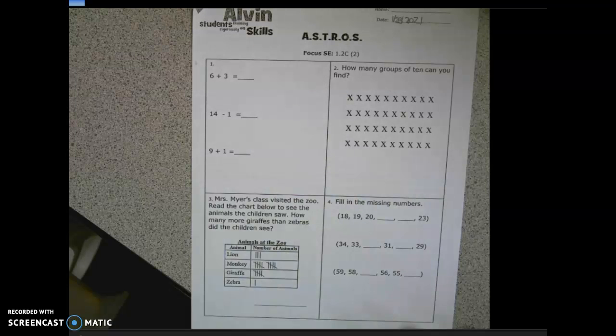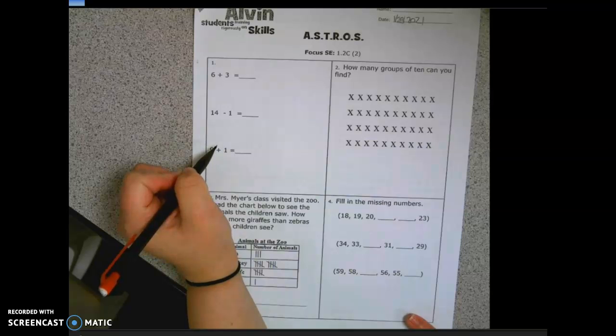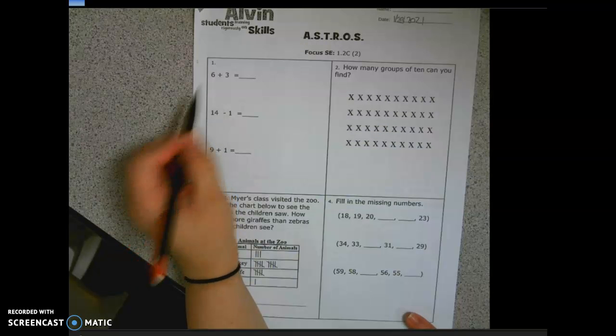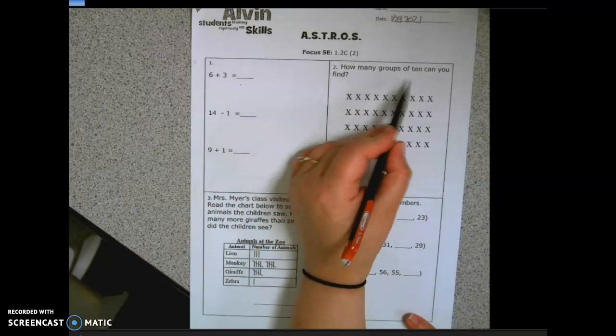We're going to be doing 1.C2. So for our first three problems, we're going to solve them like you always do. You can use manipulatives, you can use your fingers, you can draw pictures, however you want to solve them, but I want you to solve these three problems. For the second one, you're going to find how many groups of 10 you can find.